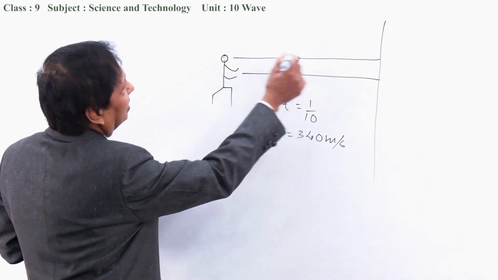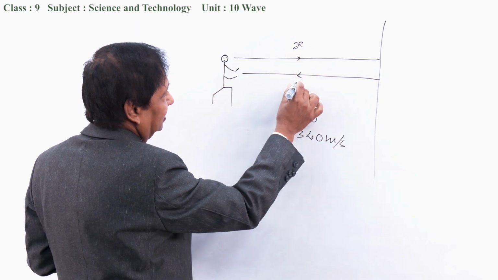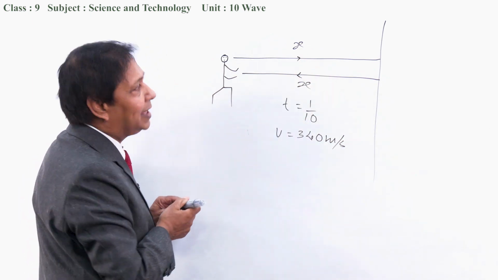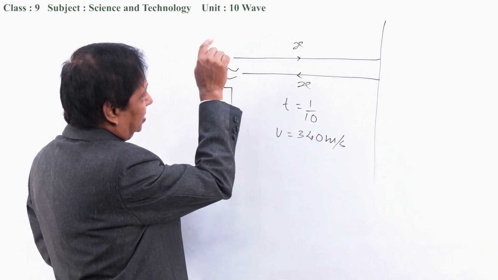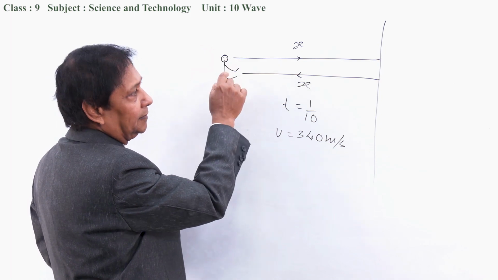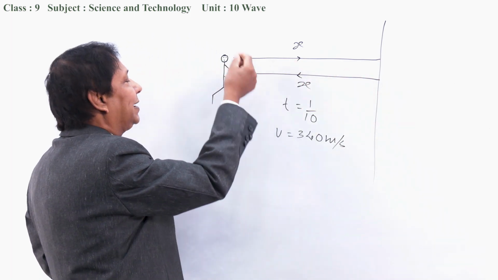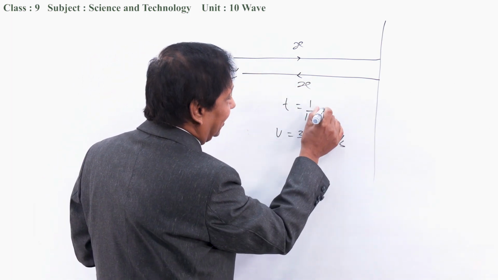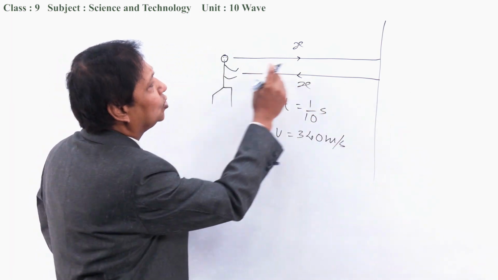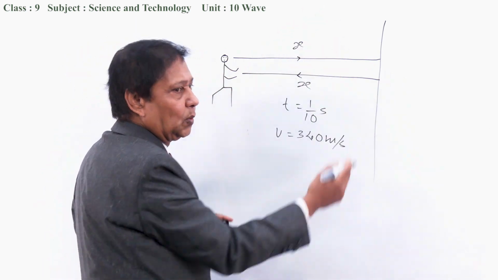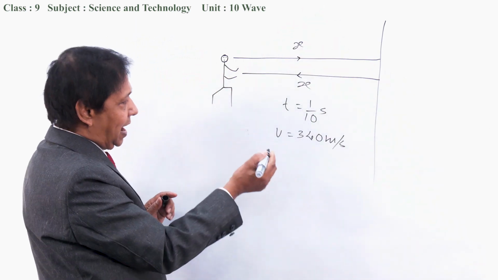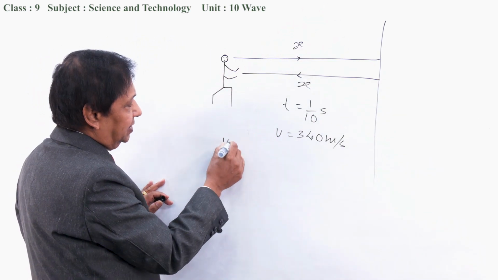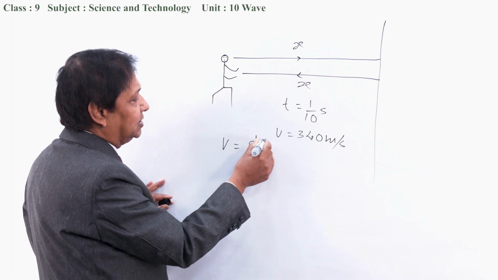Then if this distance is x, and let's say the sound produced by this person reflects back and comes to his ear exactly after 1 by 10 second, then what should be the distance between this person and the wall? Now I'm going to calculate that. Velocity is equal to distance by time.